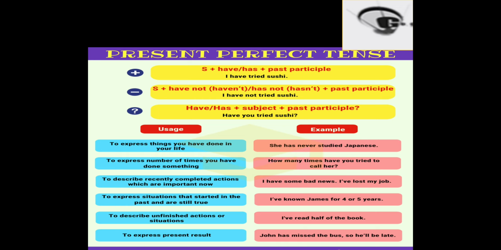Next, it is used to express situations that started in the past and are still true. For example, I have known James for 4 to 5 years. It is also used to describe unfinished actions or situations. For example, I have read half of the book. And lastly, it is used to express present result. For example, John has missed the bus, so he'll be late.